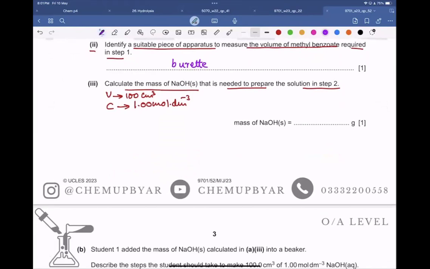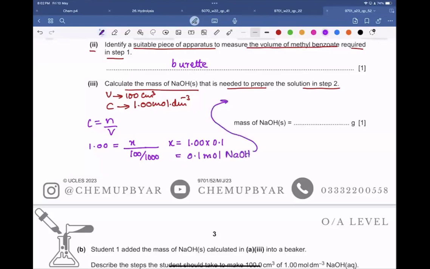Okay, now we got the volume, we got the concentration. So by the help of the formula, concentration is equals to moles upon volume. So the concentration is 1.00. We don't know the moles, but we know the volume, that is 100 centimeter cube, that must be converted into decimeter cube by dividing it by 1000. So I'm going to get the value of X, which is going to be 1.00 times 0.1. So I got the moles that 0.1 mole of sodium hydroxide are needed, right?